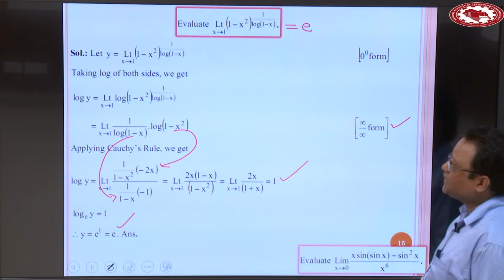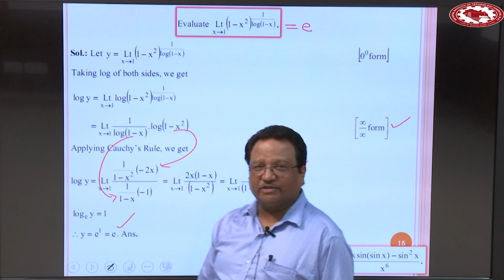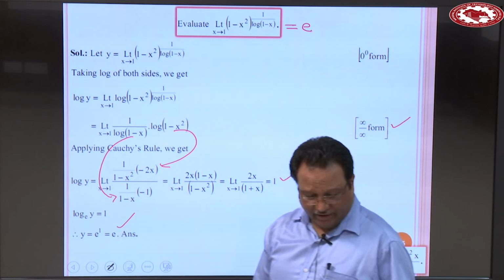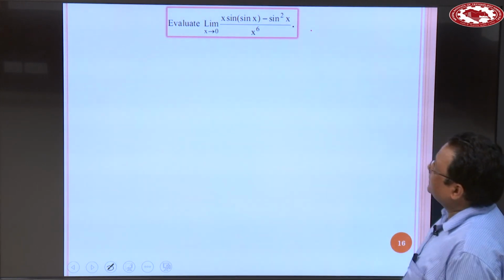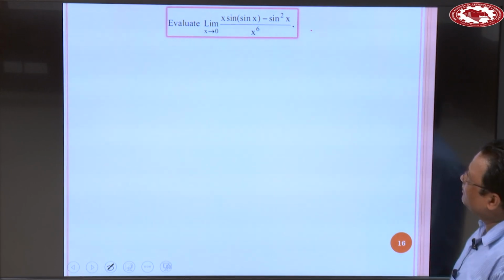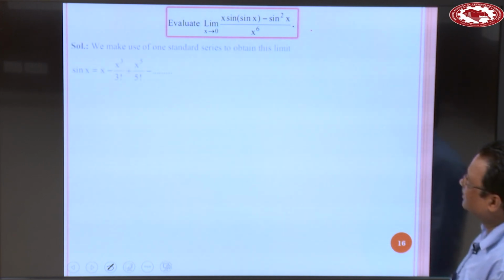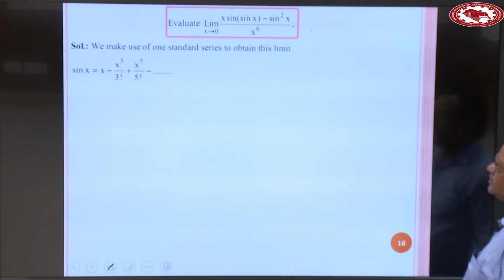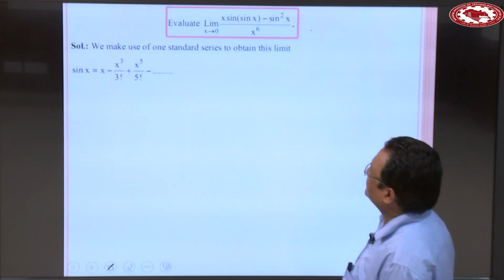Okay. Last question. Last question is very, very important, and you can see this problem. Evaluate limit x tends to 0, x sin x minus sin square x divided by x power 6. We make use of one standard series to obtain this limit.